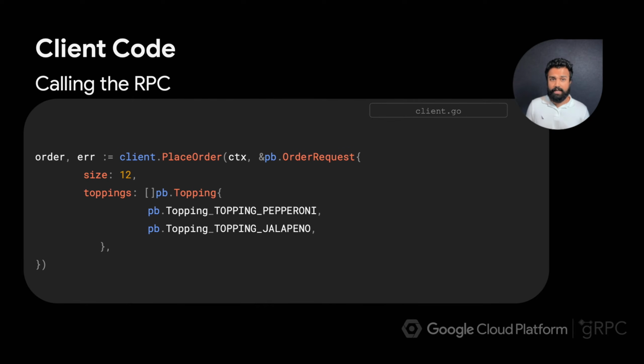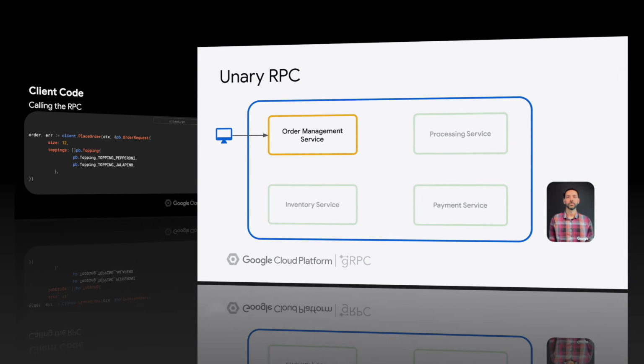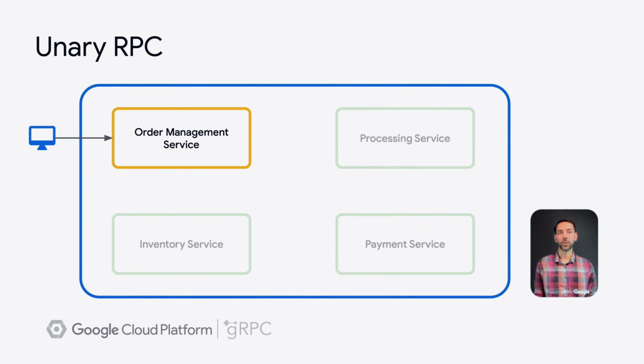Now that we have a better understanding of how to define the service in Protobuf syntax and how to generate language-specific bindings, let's switch back to our pizza application. Let's see how a user request is handled end to end. User makes a placeOrder RPC call.